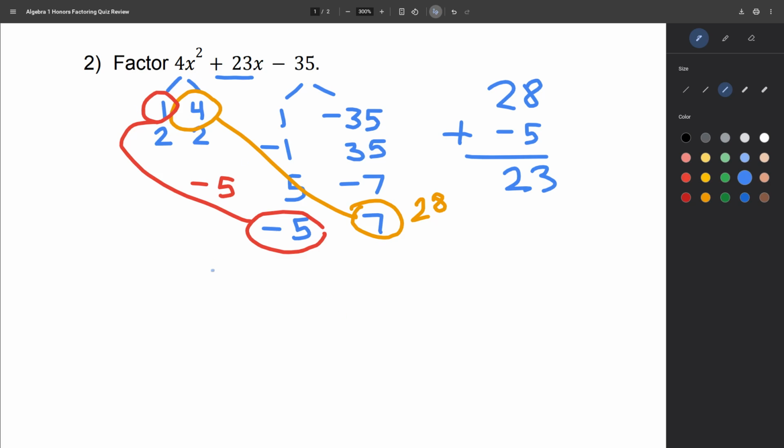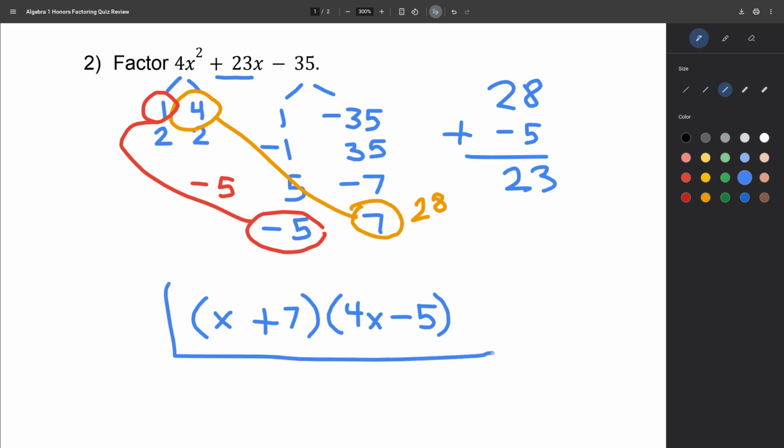This 1 and 4 are coefficients in front of x. Now, 1x can be just written as x, and then we have 4x. I want 4x to multiply by positive 7, so I've got to put the positive 7 here because the inner terms multiply. I want the minus 5 to be multiplied by x, so I'm going to put that here because the outer terms multiply. And this becomes my solution.